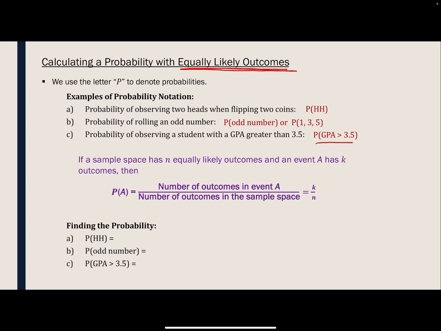So if we're calculating the probability of observing 2 heads, remember that the sample space for flipping 2 coins had 4 outcomes in it. So we would have the 1 out of 4 chance of getting 2 heads. The probability of rolling an odd number, well, we have 3 odd numbers out of a total of 6. And so we would have 3 out of 6, and we could reduce that to 1/2. With regards to calculating the probability of a GPA greater than 3.5, we would have to take the number of students with a GPA greater than 3.5 and divide by the total number of students.